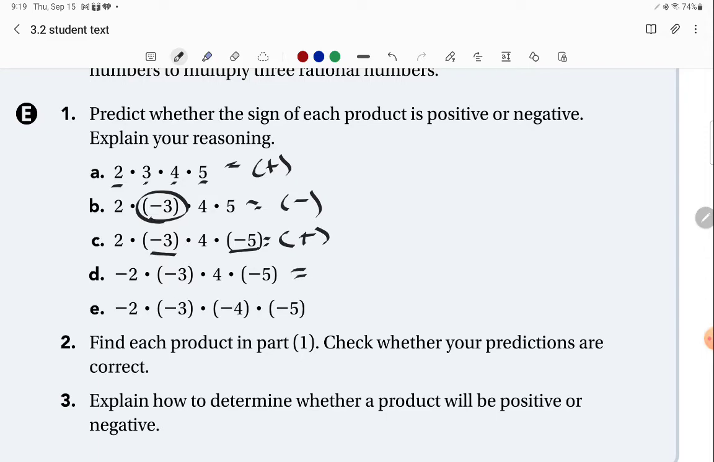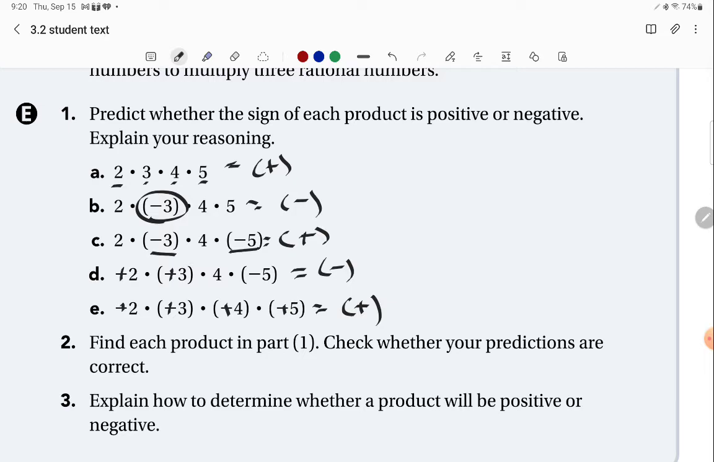And then D, this is going to be negative because these 2 negatives right here are going to cancel each other out, or it doesn't have to be those 2. It can be any of the 2. When you multiply these, those are going to cancel each other out. You have 1 negative, so your answer is going to be negative. In part E, these negatives cancel each other out, these cancel each other out, so it's going to be just positive. Now part 2 says find the product, check whether your predictions were correct.